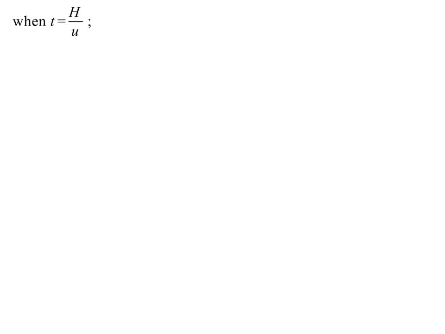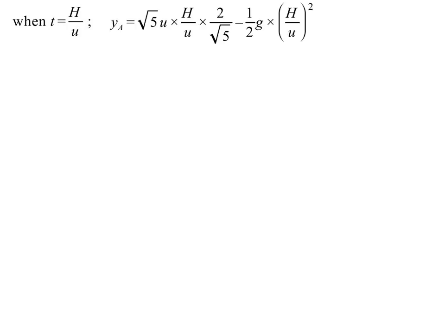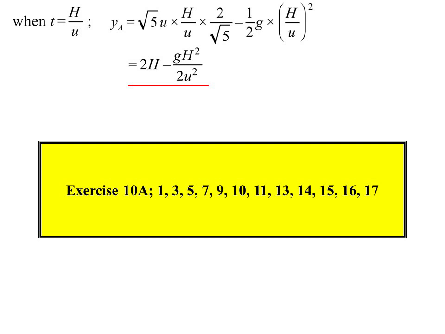Now when t equals h on u, let's find the vertical displacement, because we want to know how high it goes. Not a nice expression, but there it is. It satisfies the question. They said give your answer in terms of h. There it is in terms of h: 2h minus gh squared on 2u squared.